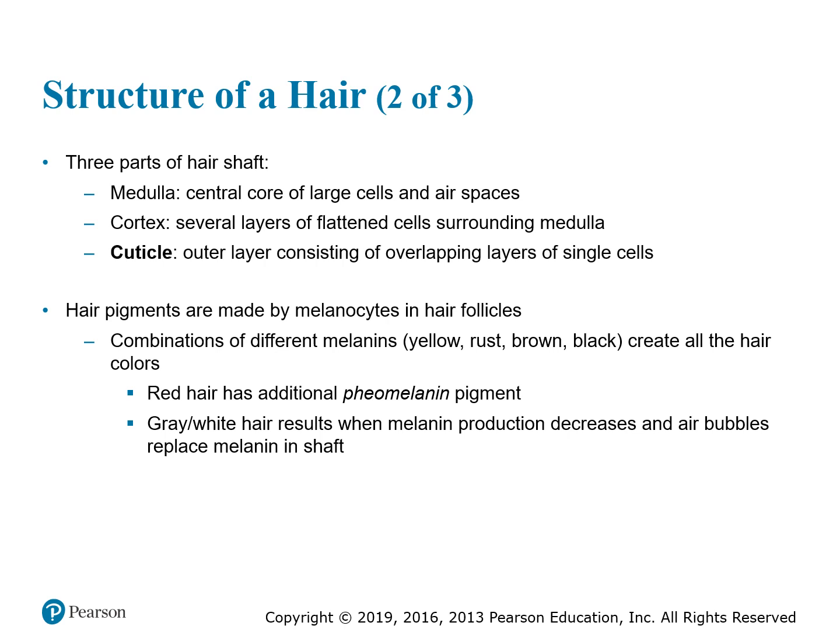So the hair pigments themselves that give you the color of hair are actually made by melanocytes down in the follicle. These different melanin colors, yellow, rust, brown, black, basically are responsible for all of the hair colors that we have. One sort of notable exception to that is red hair.